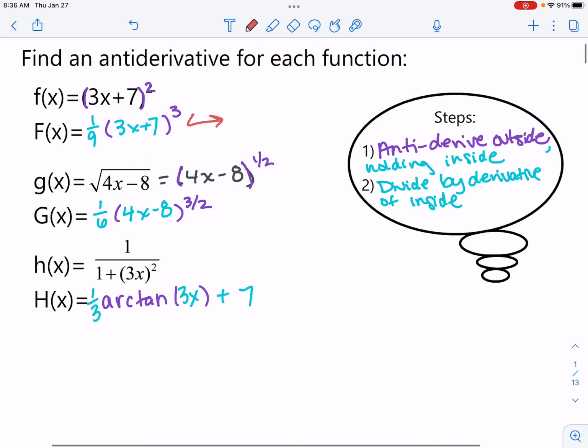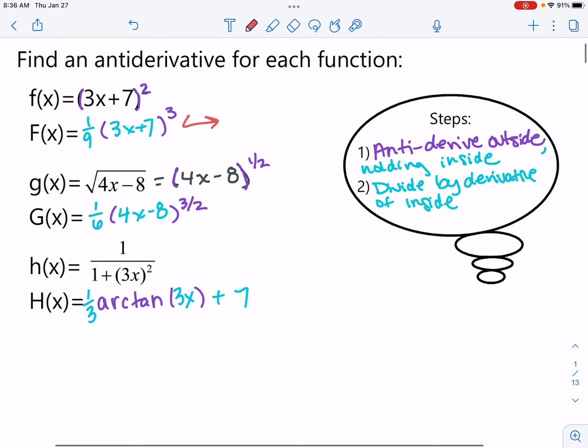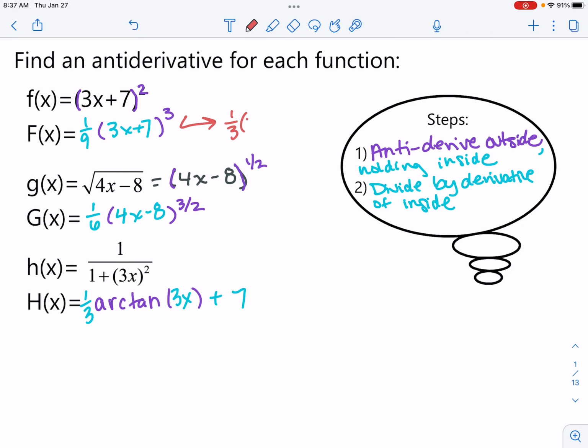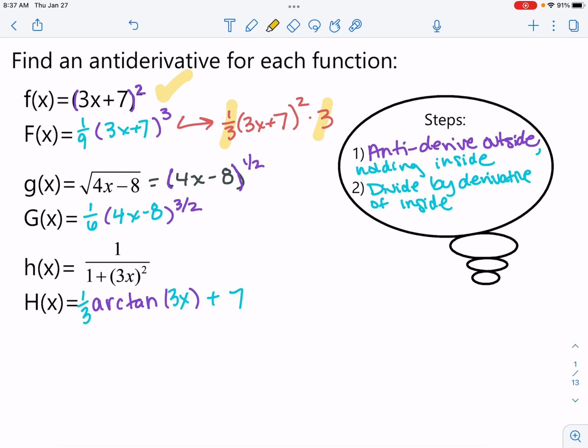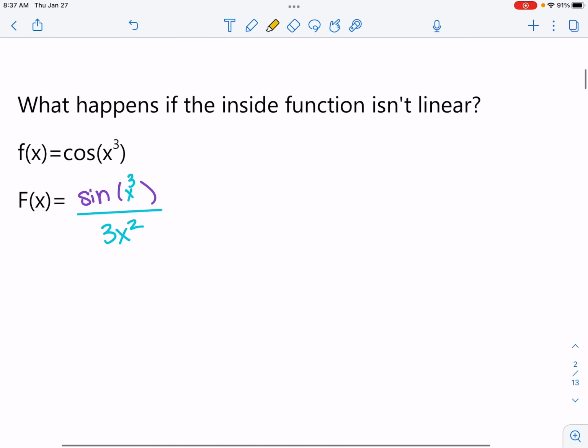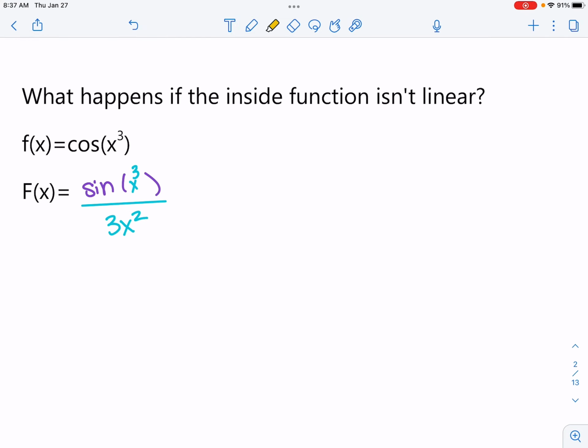For example, if I take the derivative here, when I multiply that 3 by the 1/9, I get 1/3 times the quantity 3x plus 7. Now I'm dropping my power to the 2 times 3, right? And so this 1/3 and the 3 multiply to be 1 and go away, and yes, I'm back to where we started, right? But if we try that here, we have a problem, correct?